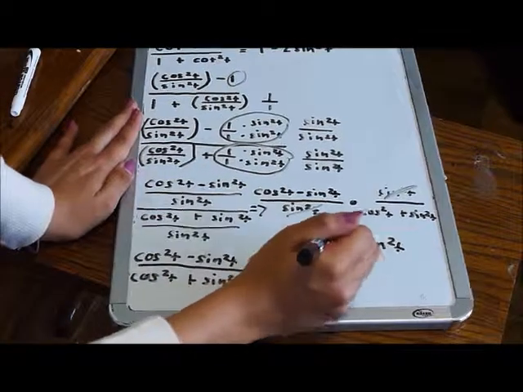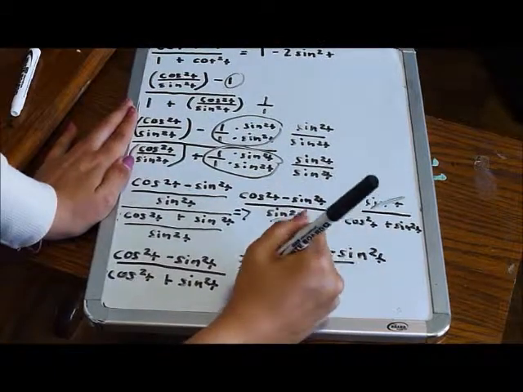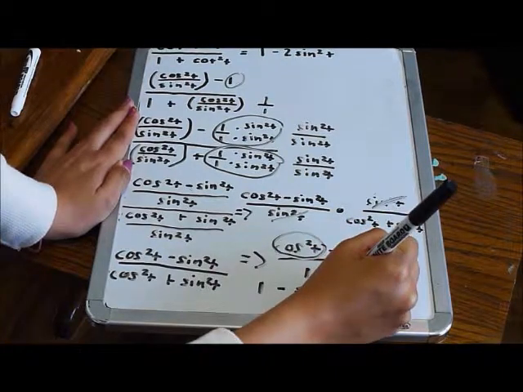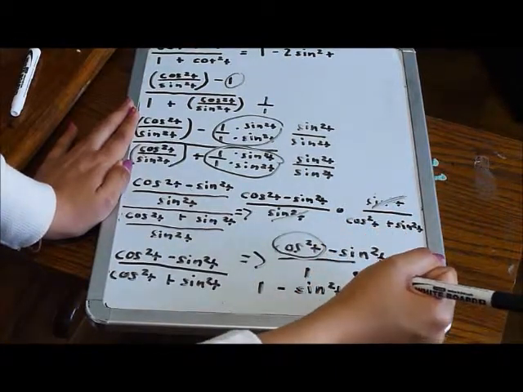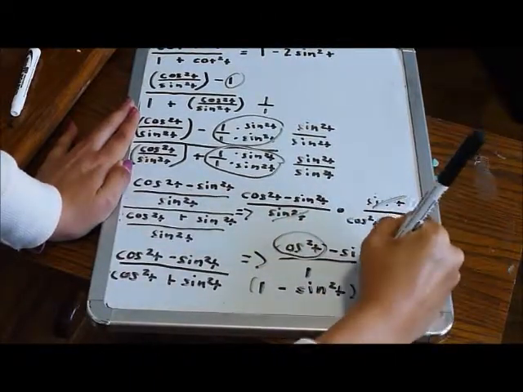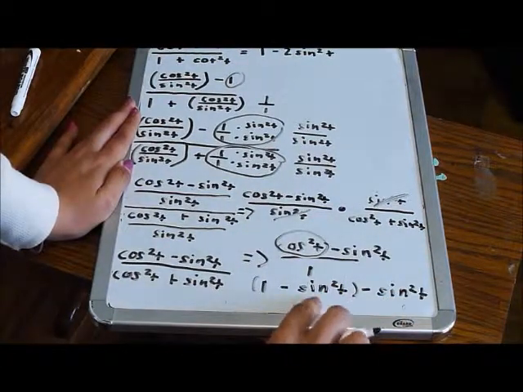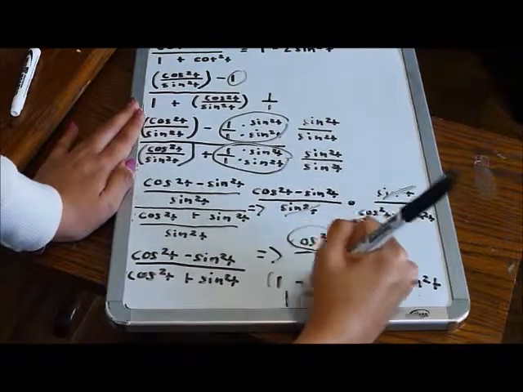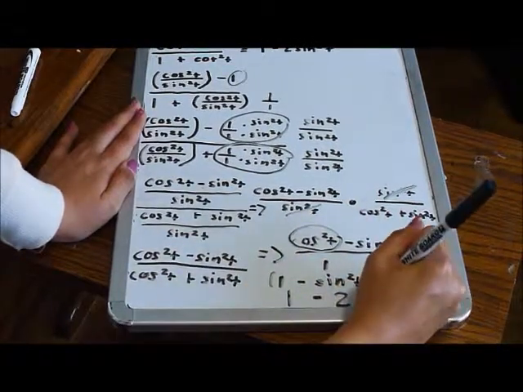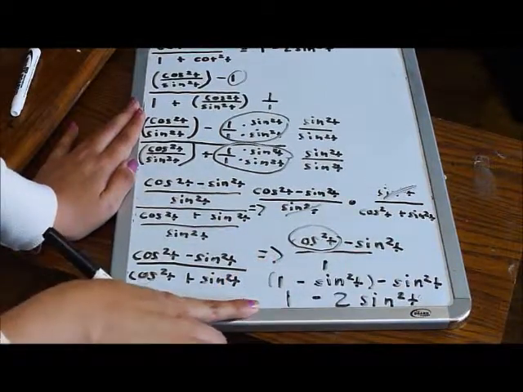And then we're going to be able to change the cosine squared t into 1 minus sine squared t using Pythagorean identities as well. And then we're just going to combine like terms, the sine squared t and the sine squared t, so it's going to be 1 minus 2 sine squared t, because there are 2 sine squared t's. And that's how we got the left hand side to equal the right hand side.